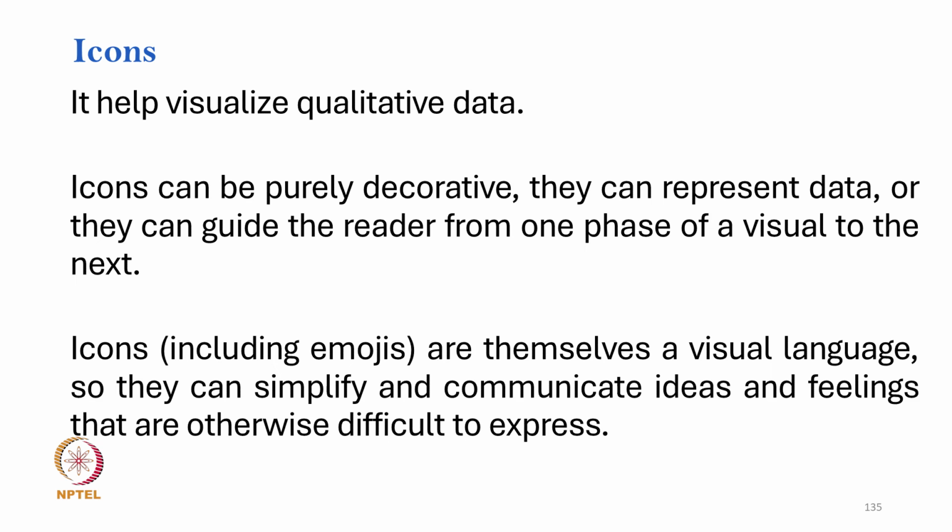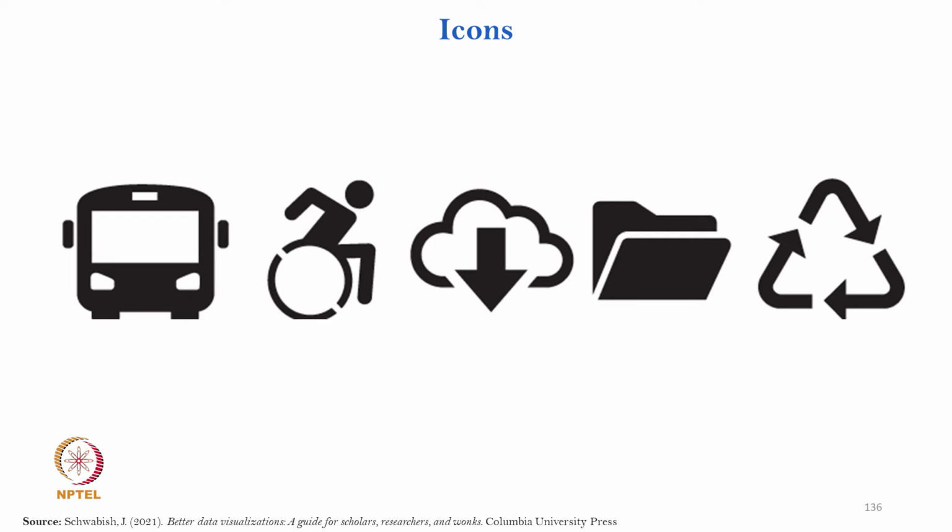Icons are like iconography, and they can especially help visualize qualitative data. Icons can be purely decorative, they can represent repetitive data, or they can guide the reader from one visual to the next. They can also be part of emojis, which are themselves a visual language. They can simplify and communicate ideas and feelings that are otherwise difficult to express.